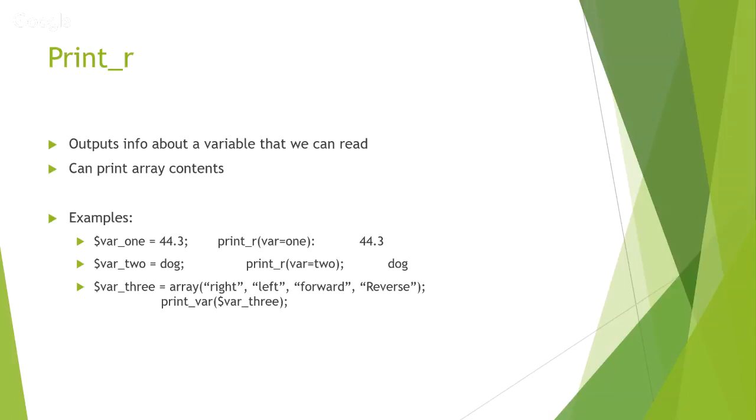And then for variable 3 being an array, we've got the array of right, left, forward, and reverse. So when printing the variable, it will print out the options of the array plus the index of the array. So right being position 0, left being 1, forward being position 2, and reverse being position 3.